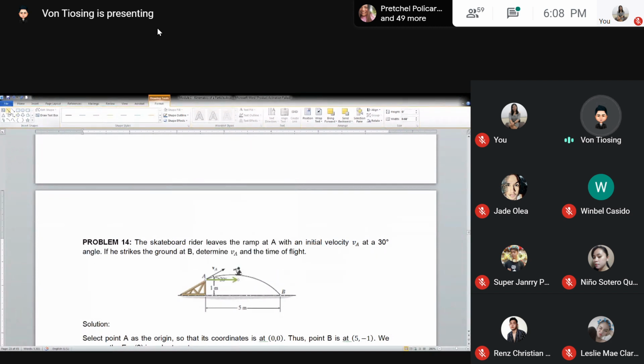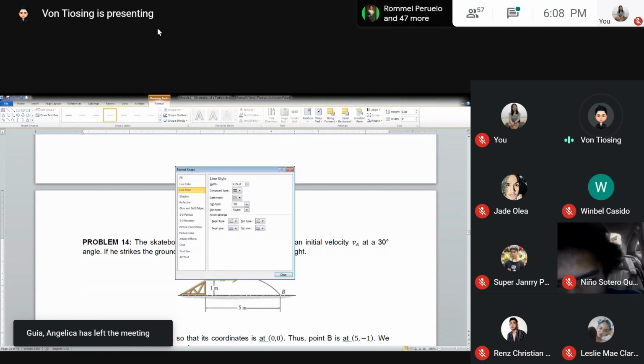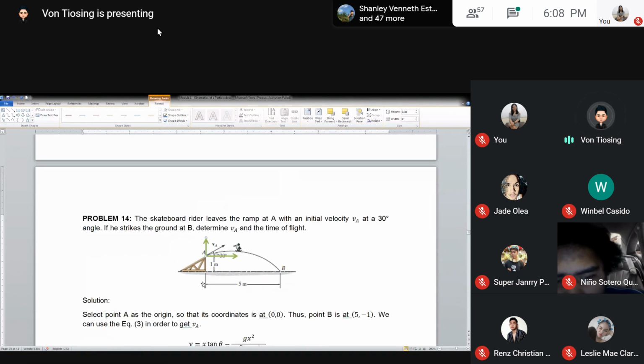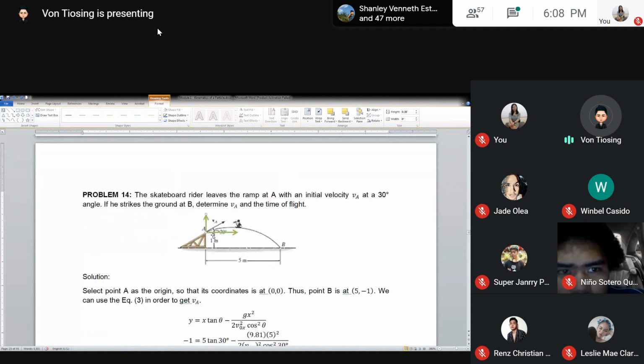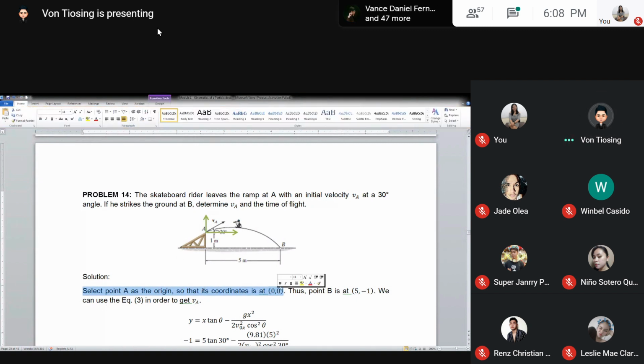This one is the x-axis and this one is the y-axis. Okay, so yung x naught tsaka y naught ko ay 0 para ma-lessen yung mga variables na meron ako. Okay, so dahil dyan ko nilagay yung x and y axis ko, therefore, yung point A, select point A as the origin so that its coordinates is at 0, 0.